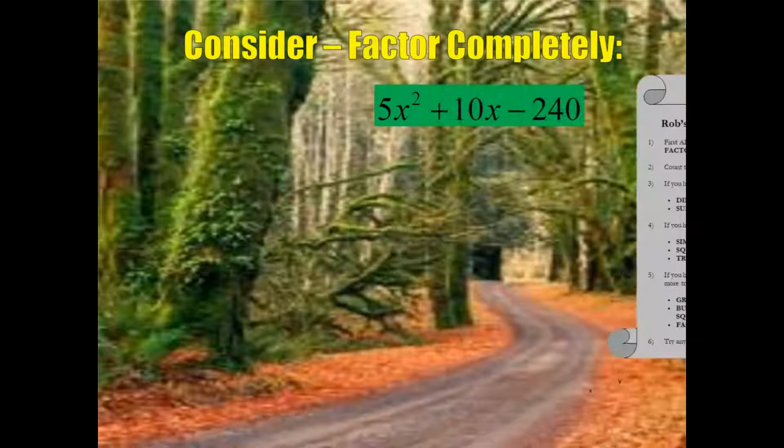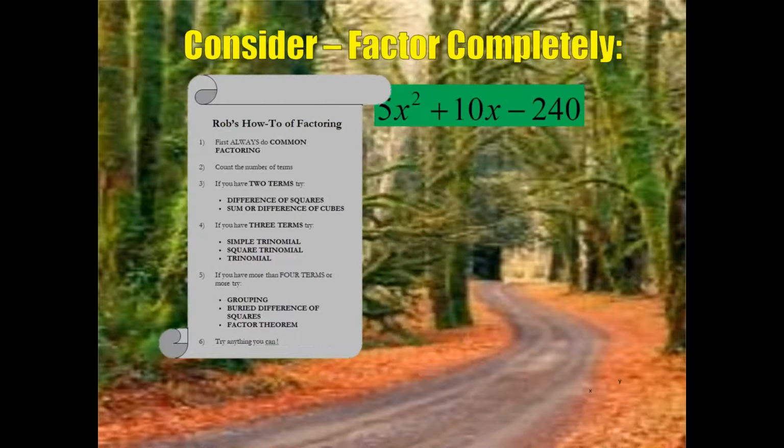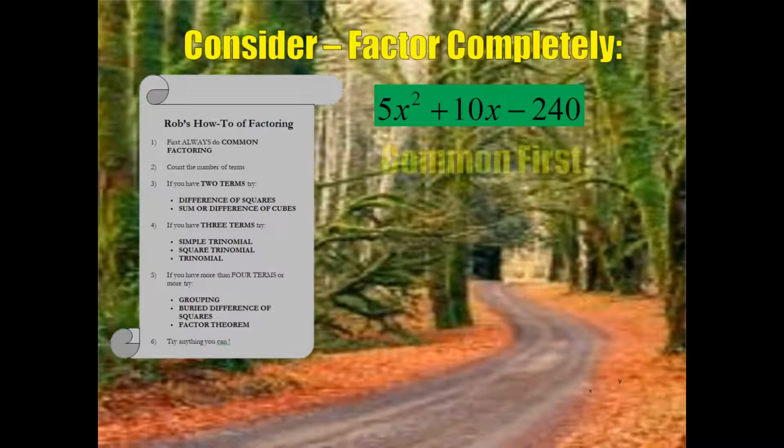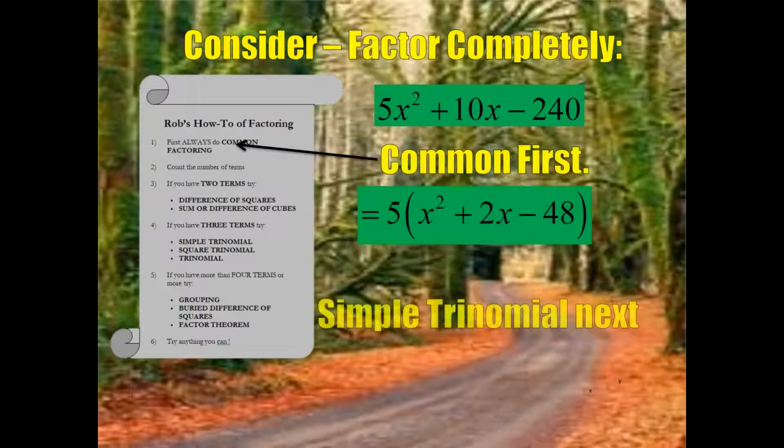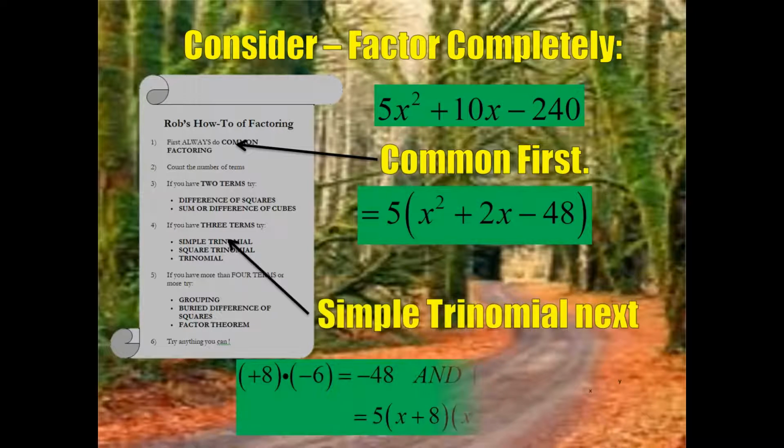So here's our first example, and if we bring in our factoring sheet, we notice that we have to do common first. And 5 is the common factor. That's going to leave us with a simple trinomial. Factors of minus 48 that add up to plus 2 are plus 8 and minus 6. So we're going to have 5 times x plus 8, x minus 6. We have factored completely.